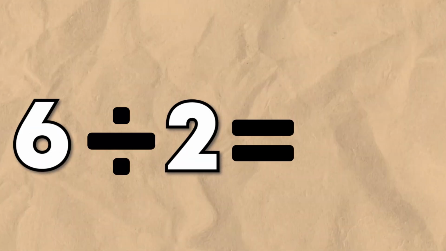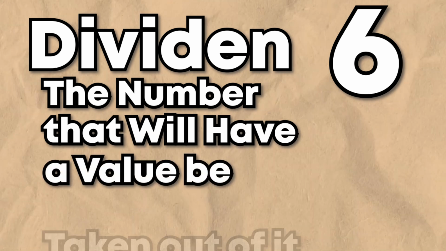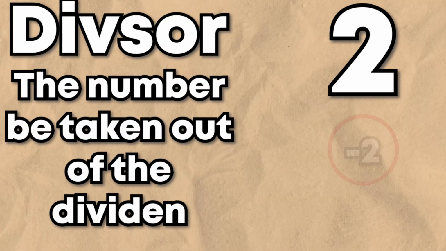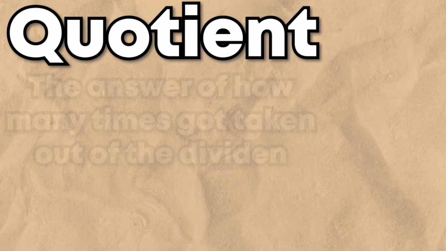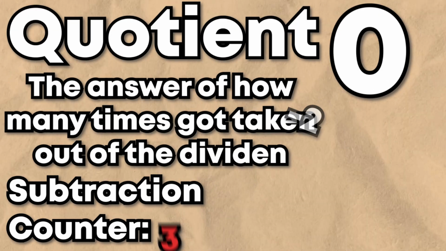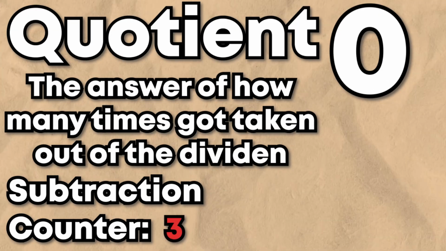That's a little scary. But don't worry. Let's talk this out. A division problem consists of a dividend, divisor, and a quotient. A dividend is the number that will have a value be taken out of it. A divisor is the number being taken out of the dividend. And the quotient is the answer of how many times the divisor got taken out of the dividend.